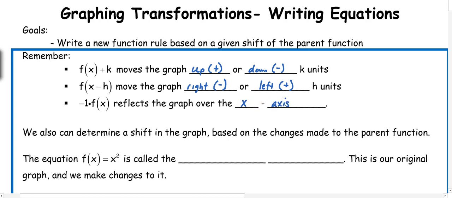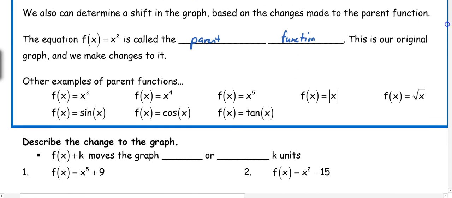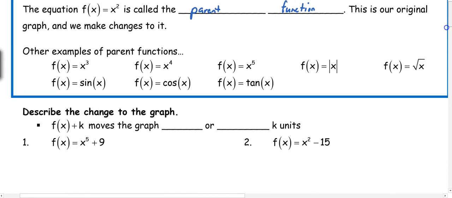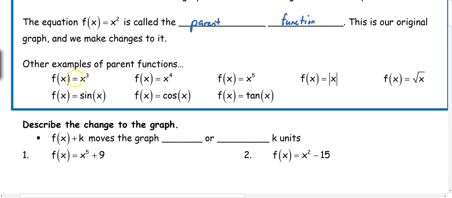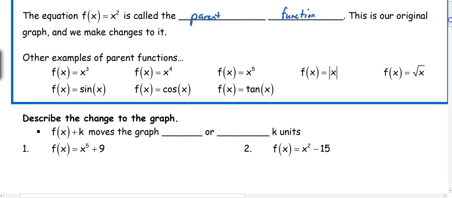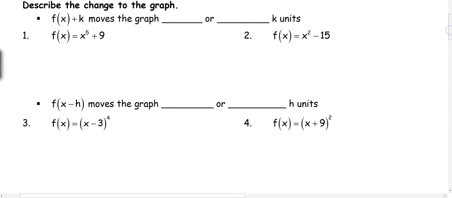So remember that we can determine a shift of a graph based on the changes made to the parent function. The equation f of x equals x squared is called a parent function. This is our original graph, and then we're going to make changes to it. So here's a bunch of examples of other parent functions. We're going to focus on the ones that have exponents with them. So looking at some examples for how we write a shift change.